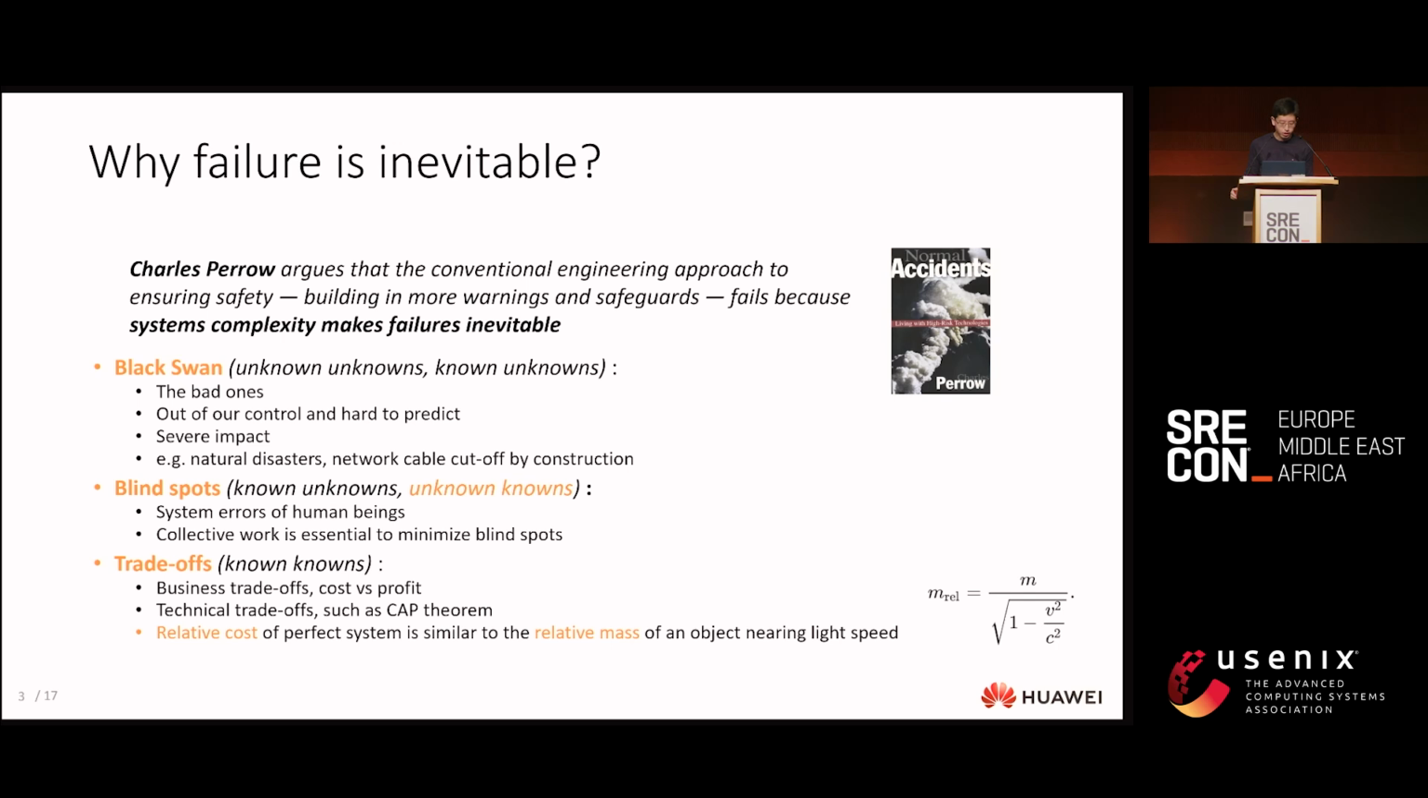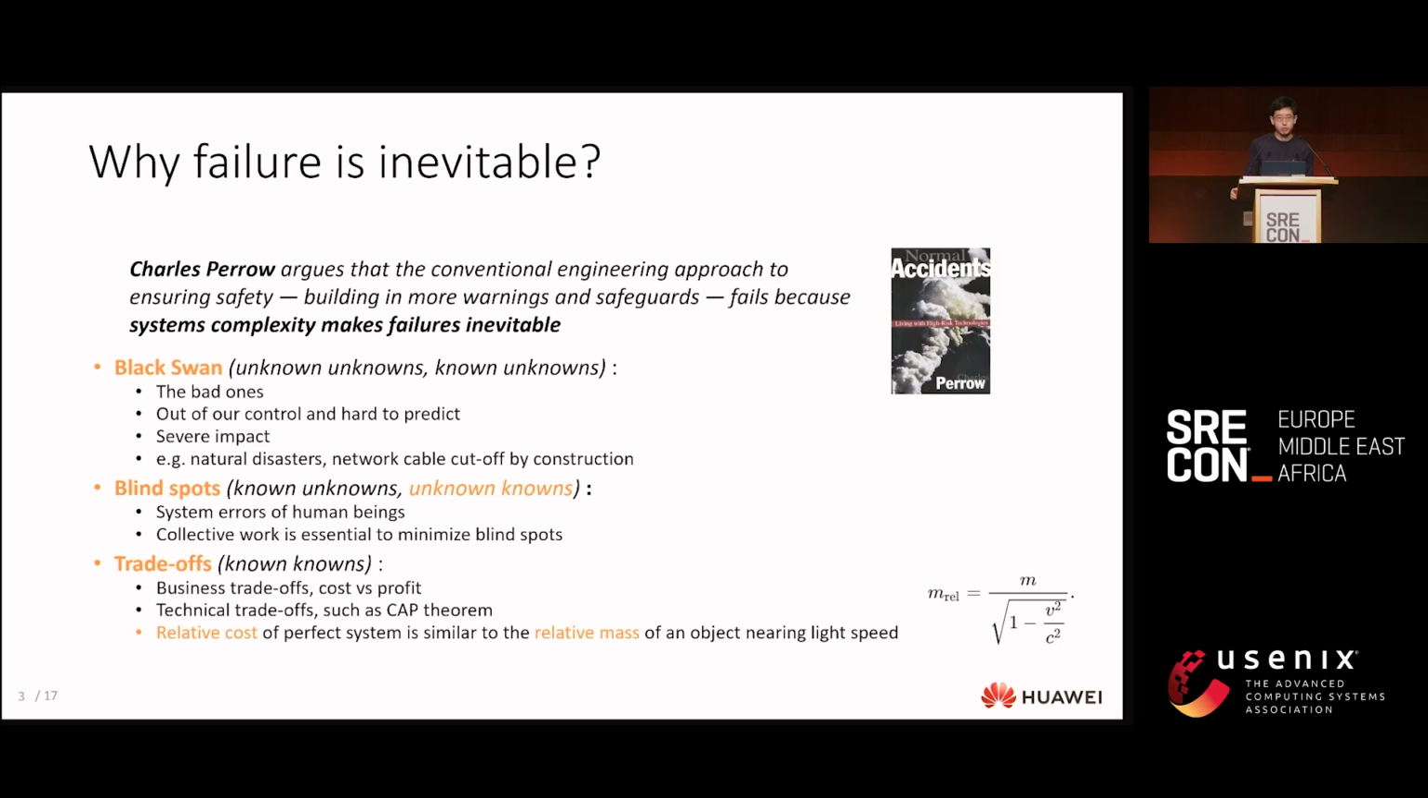The first one would be the black swan. Of course, there are good black swans, but we are talking about the bad ones, usually out of control and hard to predict, with severe consequences. For example, natural disasters or even some construction work cutting off your networking cable. That's what happens.